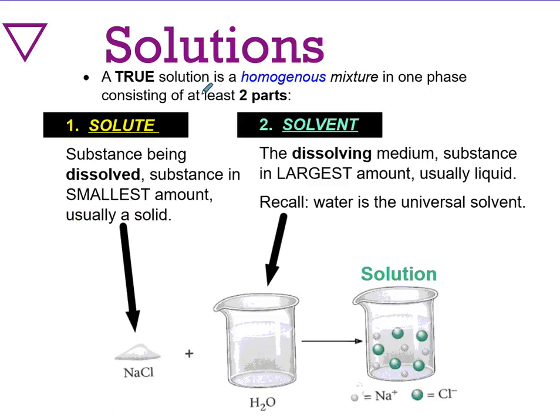As I said, a true solution is a homogeneous mixture in one phase with two parts, a solute and a solvent. The solute is being dissolved. It's in the smallest amount. It's usually a solid. It can be a liquid or a gas. The dissolving medium is the substance in largest amount, usually a liquid. Water is often referred to as the universal solvent.